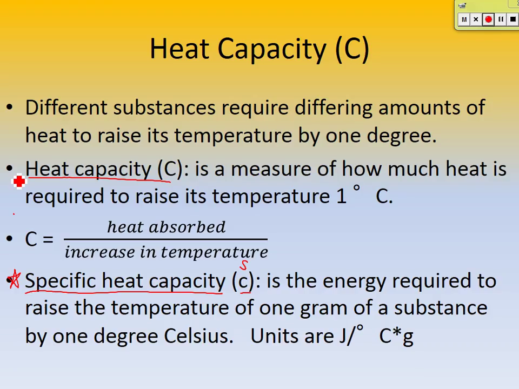Well, the difference is now we're measuring out a specific amount of that substance. It's 1 gram of that substance. So it is more specific because it designates 1 gram of the substance. So it's the amount of heat energy required to raise the temperature of 1 gram of the substance by 1 degree Celsius. Now I want you to look at the units, okay?